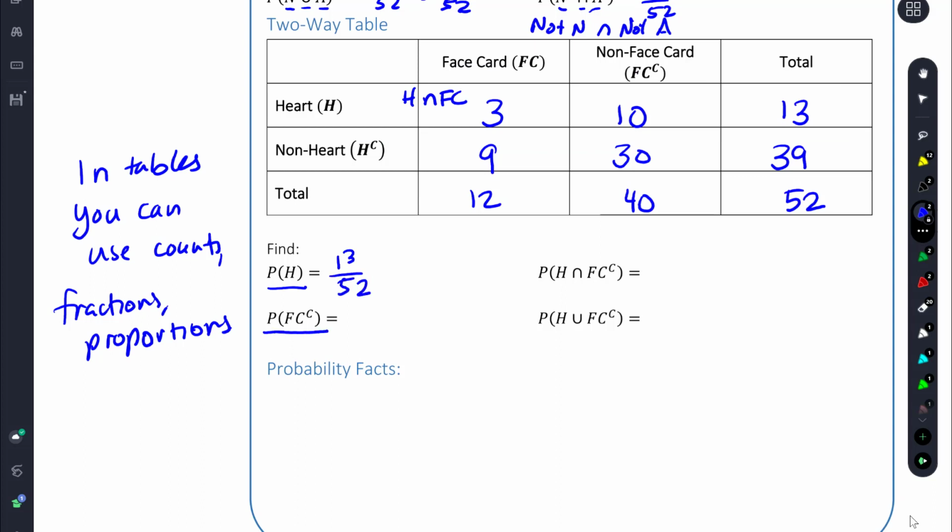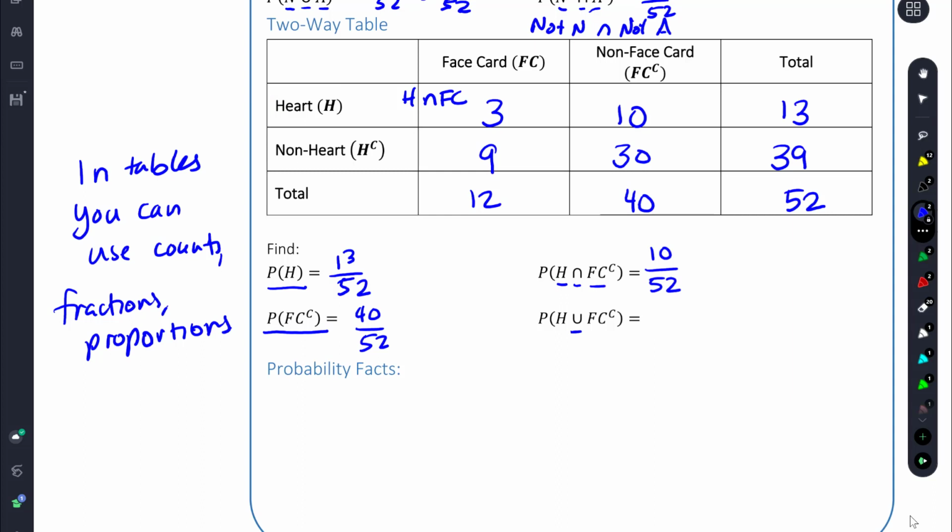For those that are non-face cards, we look at everything that fits into that category, and in total there were 40 of them. So that means there are 40 out of 52 non-face cards. For something that is both a heart and a non-face card, the intersection between those two is 10, which means there are 10 out of 52 cards that meet that criteria. And then finally, we have those that are hearts or non-face cards.